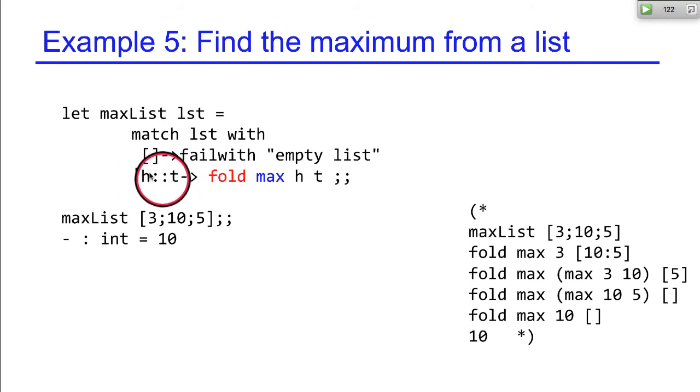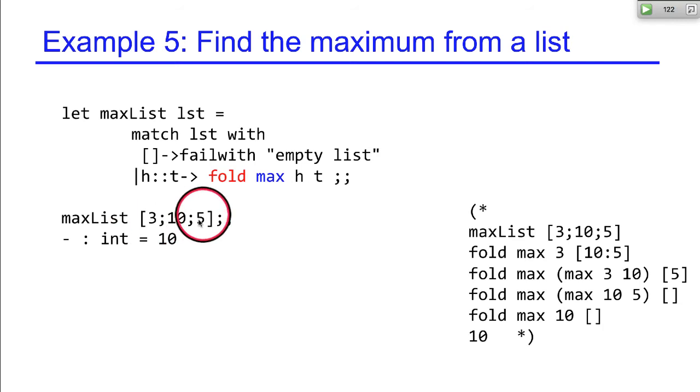If you give me a head and tail, it's not empty. I'll take the head. That's my current maximum. And then I will compare that current head, which I assume is the current maximum, with every single item from the tail, using this max, comparing two values. That is, look at that.